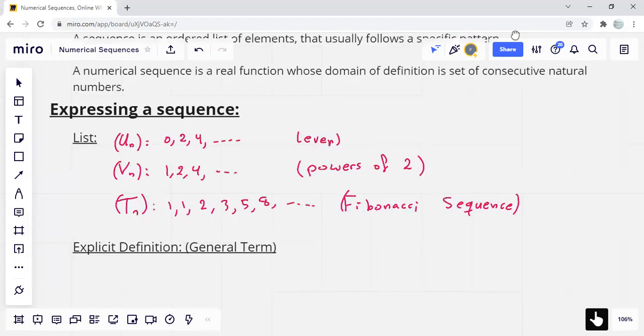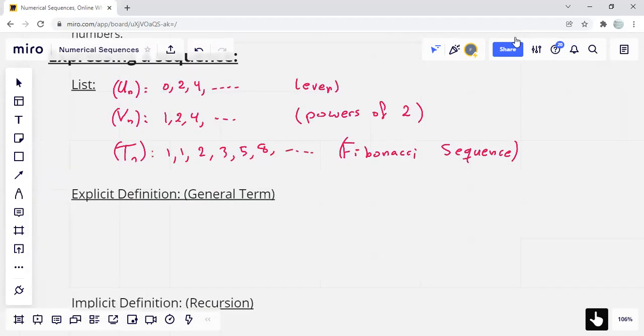Another way of expressing a sequence is in explicit definition. For example, if you have to write un in explicit definition, for 0, 2, 4 we can write it simply as un equals 2 times n. If n is 0, then 2 times 0 gives us 0. If n is 1, 2 times 1 gives us 2. 2 times 2 gives us 4. And we say that 0 is the first term of the sequence, 2 is the second term, 4 is the third term, and so on.